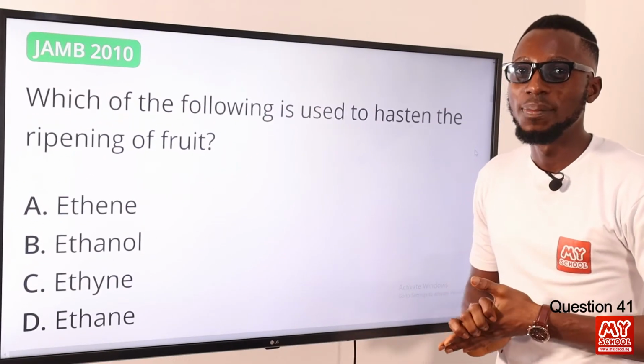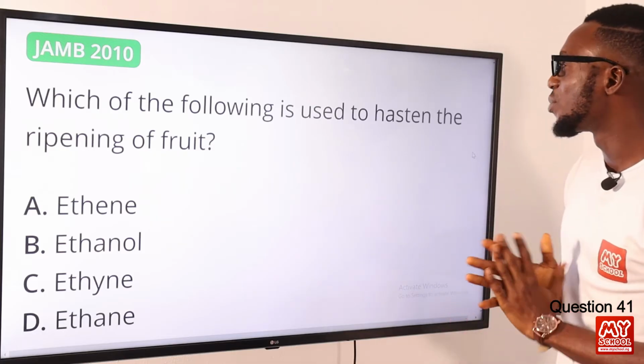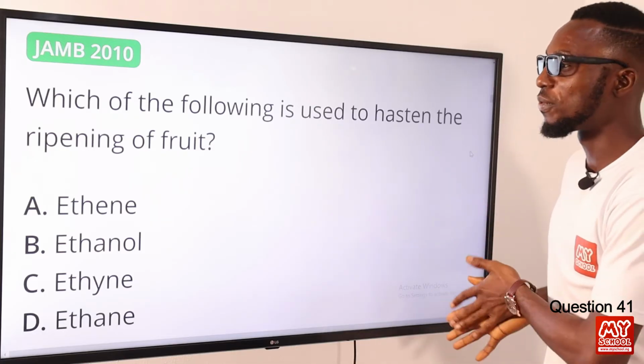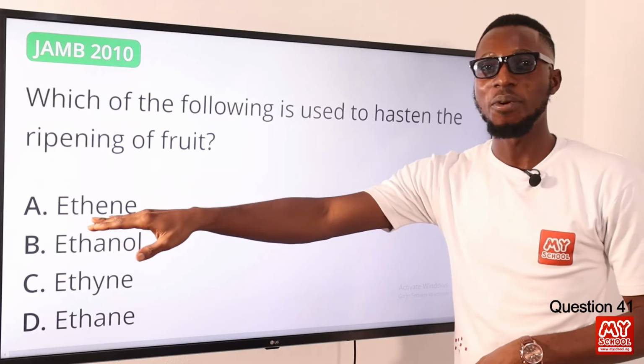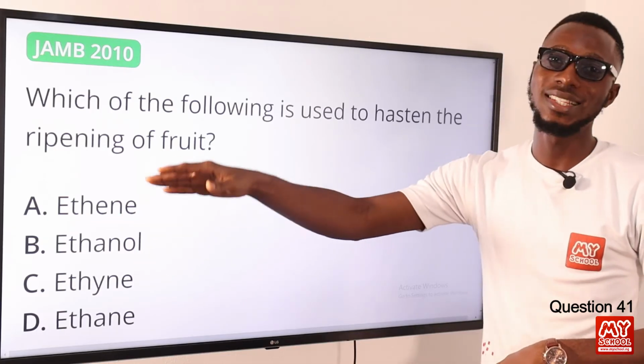Question 41. Which of the following is used to hasten the ripening of fruit? This is ethene, or you can refer to it as ethylene.